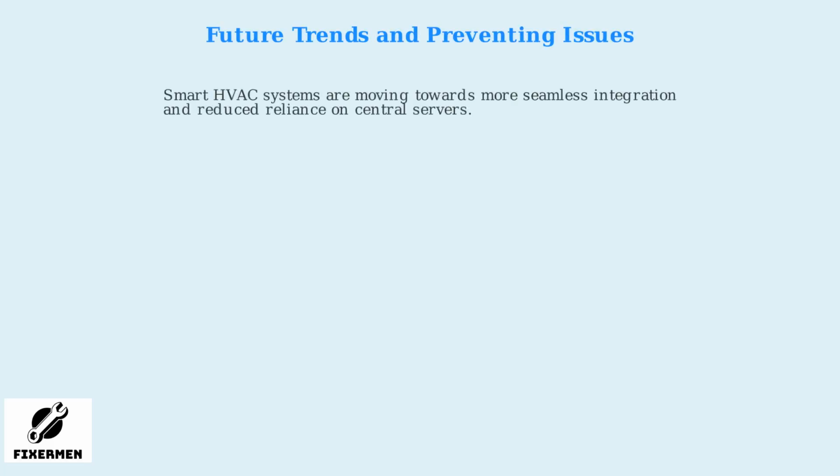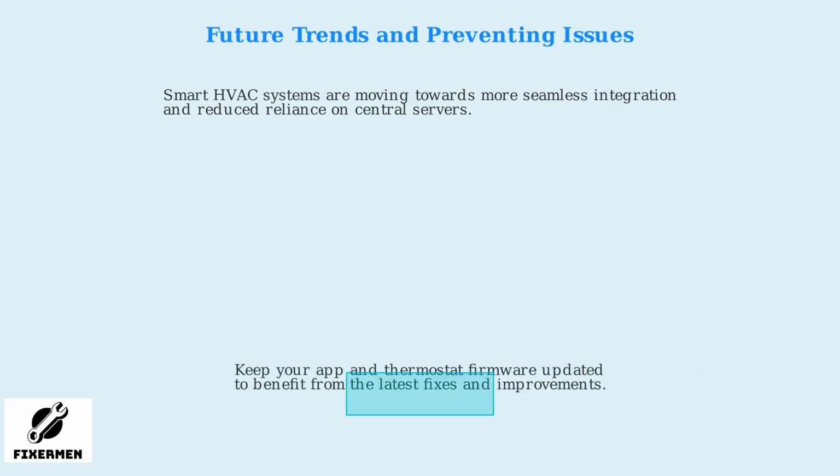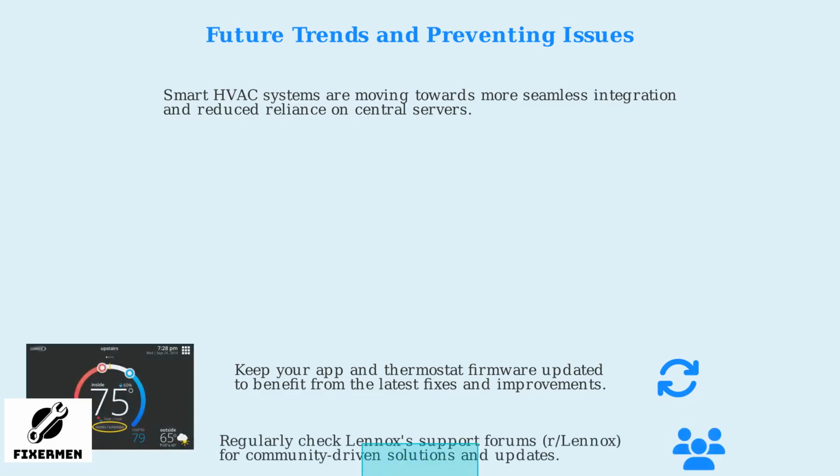Looking ahead, smart HVAC systems are moving towards more seamless integration and reduced reliance on central servers. Future iComfort updates may include Matter protocol compatibility, potentially eliminating server errors through decentralized setups. Keep your app and thermostat firmware updated to benefit from the latest fixes and improvements. Regularly check Lennox's support forums, r/Lennox, for community-driven solutions and updates.